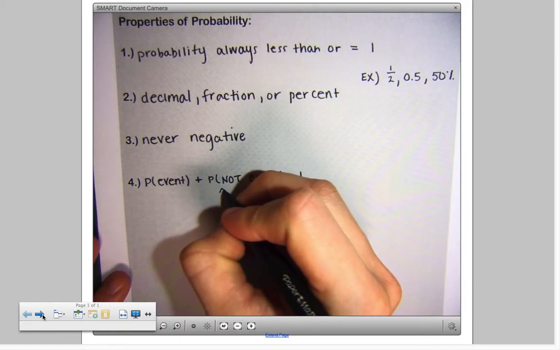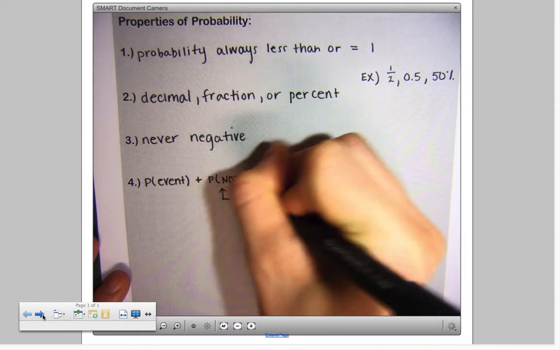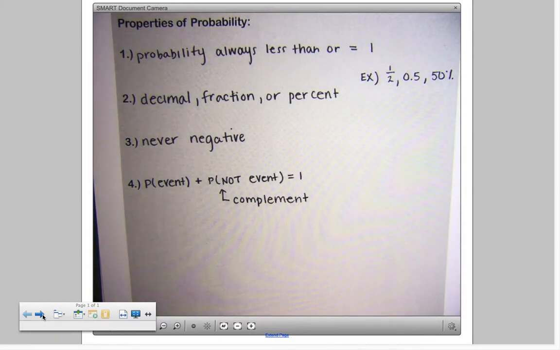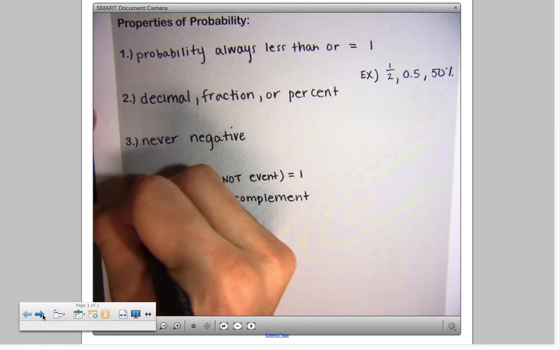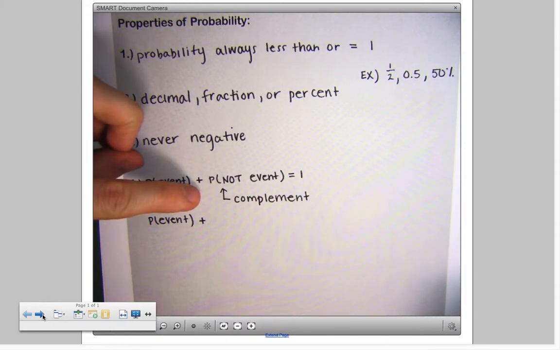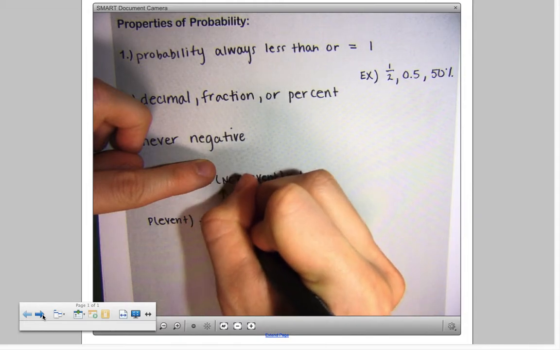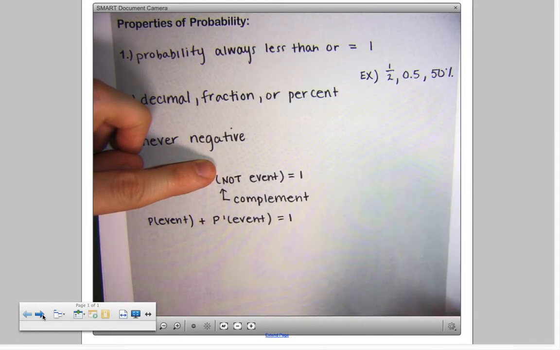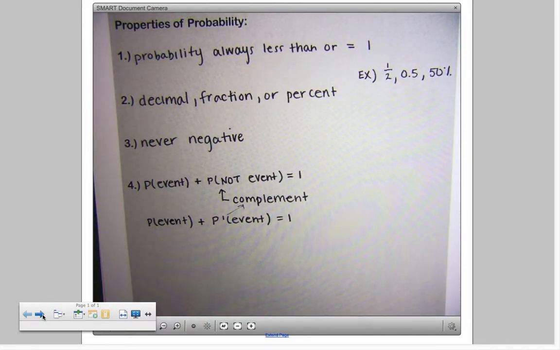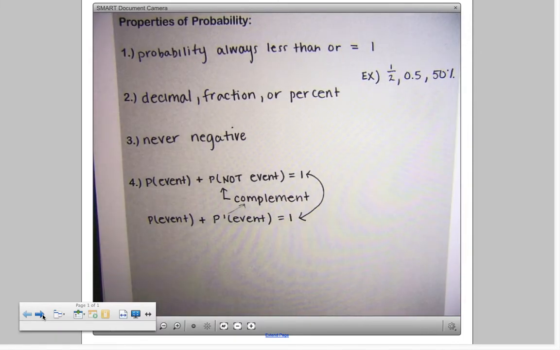Okay. The probability of something not happening is called the complement. So it's the complement of the main event. Another way to write this is the probability of an event plus, instead of probability of not the event, I'm going to write it as probability prime of the event is equal to 1. This prime right here means complement. So these 2 equations right here are the exact same.